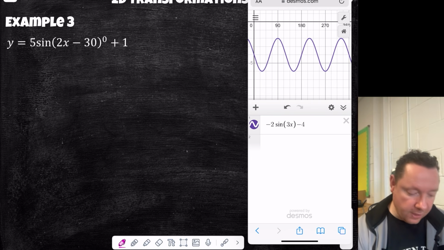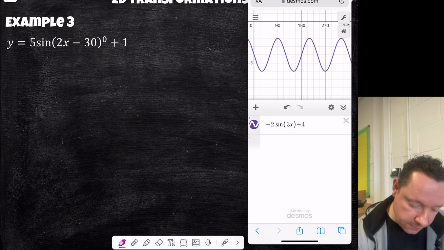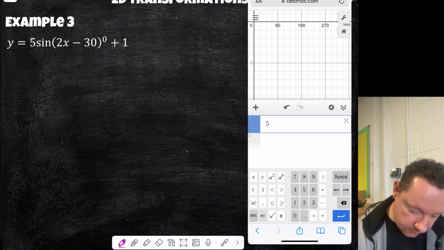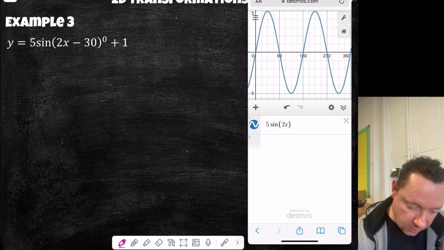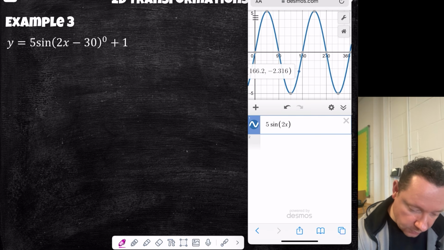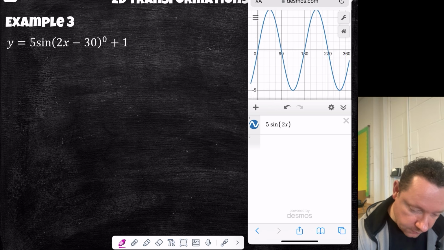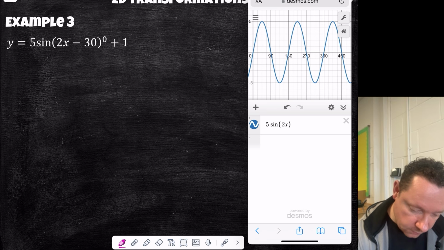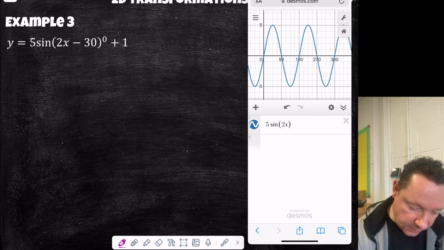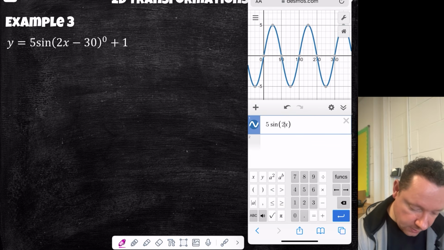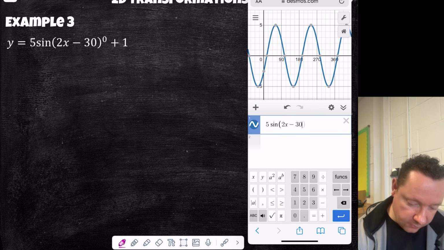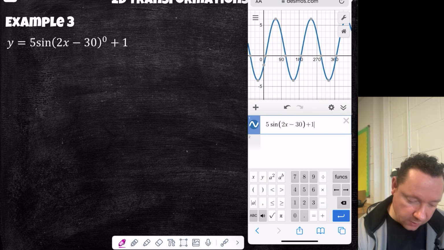Last one we're going to look at, 5 sine 2x minus 30 plus 1. So we've got 5 sine, let's put just 2x to start with, so you're getting a standard 2x, right? Unzoom that a wee bit. Okay, 2 of them up to 360. But then, inside here, I'm taking away 30. So we're shifting the graph to the right by 30. And then we're adding 1, so we're shifting it up.